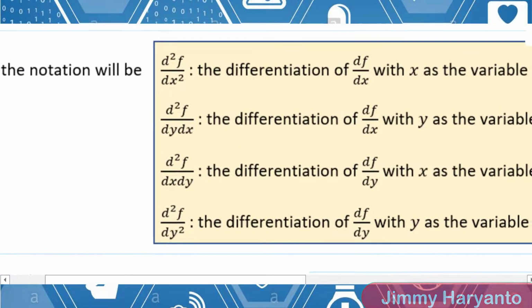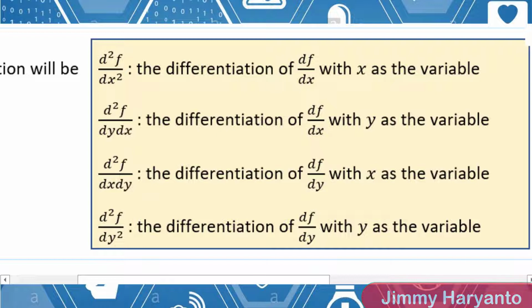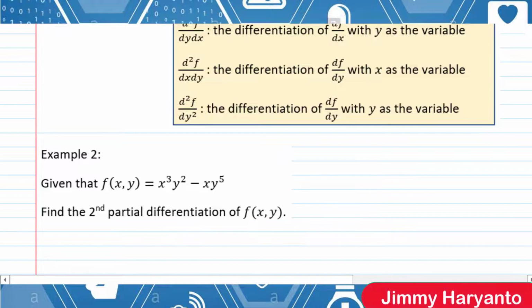So the notation will be, for the first one is d square f over dx square. That means the differentiation of the first differentiation with respect to x, differentiate lagi with respect to x lagi gitu ya. So the next is d square f dy over dx, itu berarti differentiation dari yang y, the first differentiation yang y, differentiate lagi terhadap differentiation yang pertama yang x itu terhadap y. Aduh pusing lah ya ini ya, agak ribet bahasanya guys, jadi kalian perhatiin aja nanti caranya gimana.